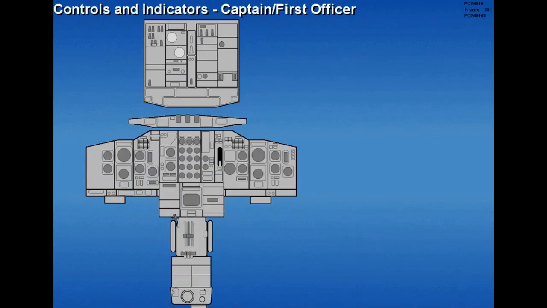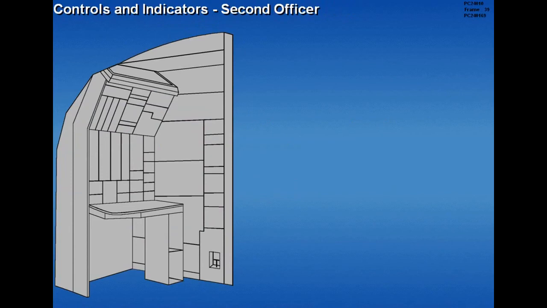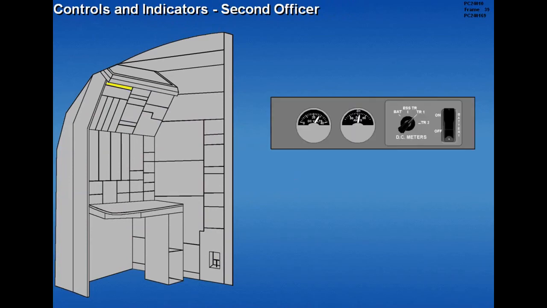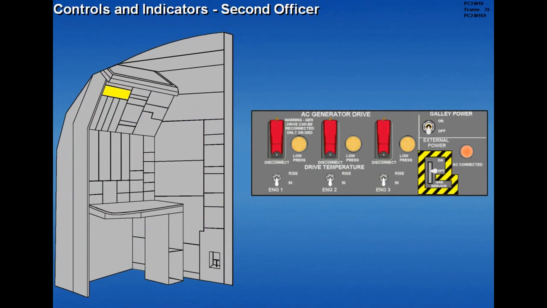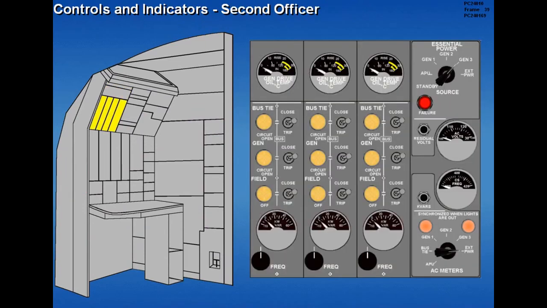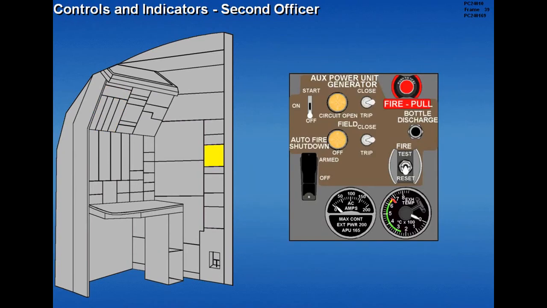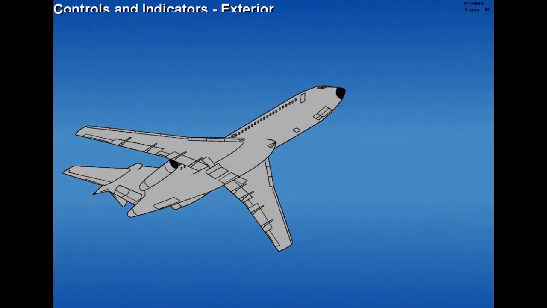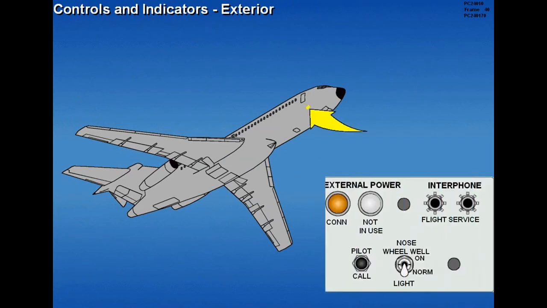Electrical system controls and indicators for the captain and first officer are located on the center instrument panel. The following electrical controls and indicators are located on the second officer's upper and auxiliary panel. Exterior controls and indicators are located on the right side of the forward fuselage.